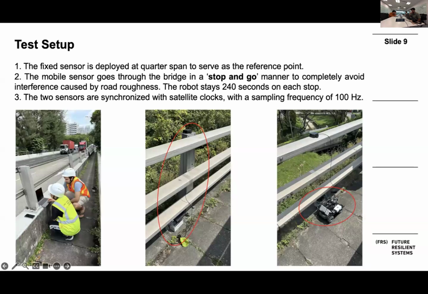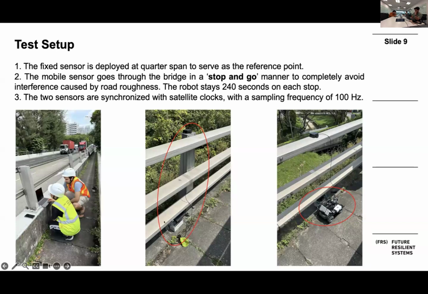Second, we conducted the mobile sensing using the robotic mobile sensing platform in a stop-and-go manner. I have mentioned this previously. For each stop, the robot stays on the bridge for about four minutes, and we only use this data for bridge structural model identification. When the robot is moving, we don't use those data because they are polluted by the road roughness. And finally, we also deploy the reference fixed sensor on the bridge, at a quarter span. This is used for the mode shape identification.